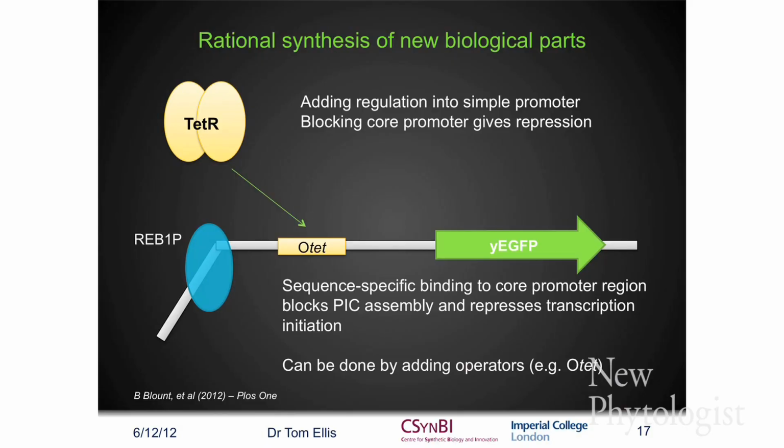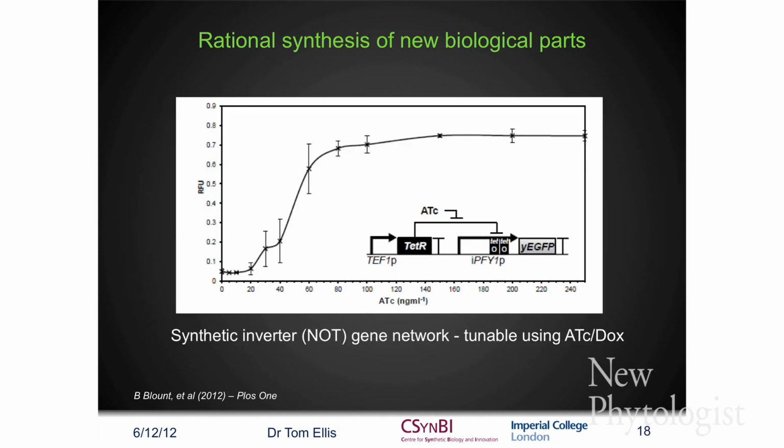We wanted to add regulation, because for the sort of synthetic biology networks we work with, these apps that we're going to run inside yeast, gene regulation is a key part of that. That's the sort of wire that links things together. So we were able to add the sequence for the bacterial repressor TetR, similar to how we did it in the 2009 paper. The binding of this to the core promoter region blocked transcription from starting. And this then allowed us to generate what is an inverter or a NOT gate, something that's tunable with anhydrotetracycline or doxycycline.